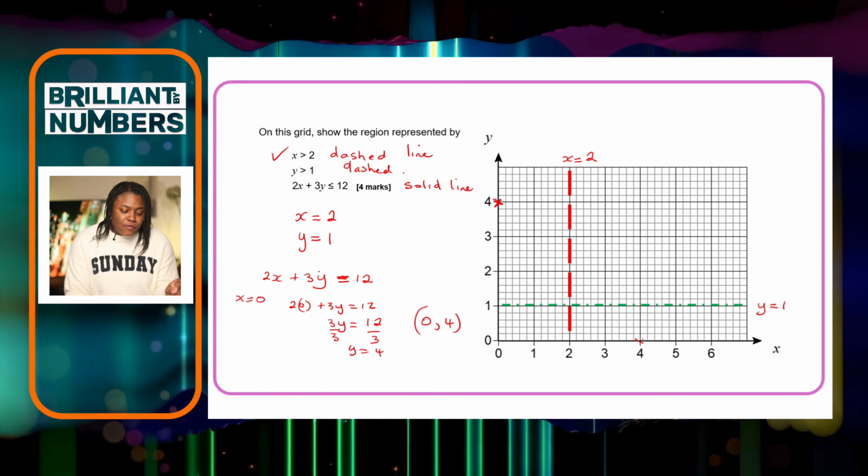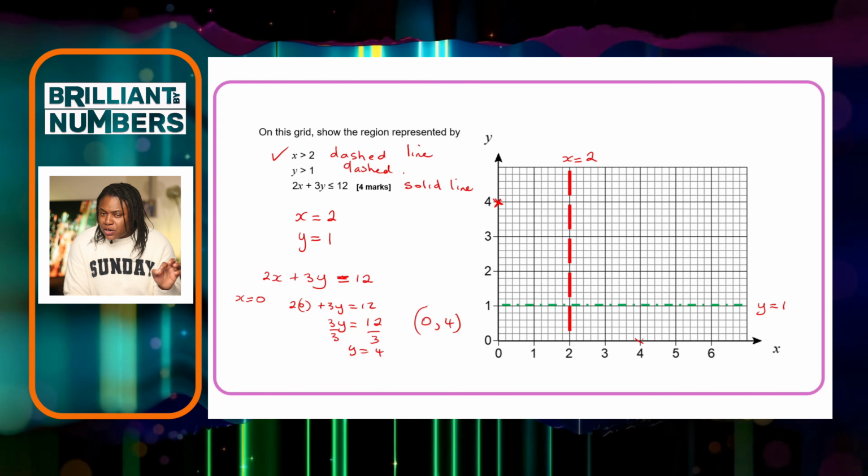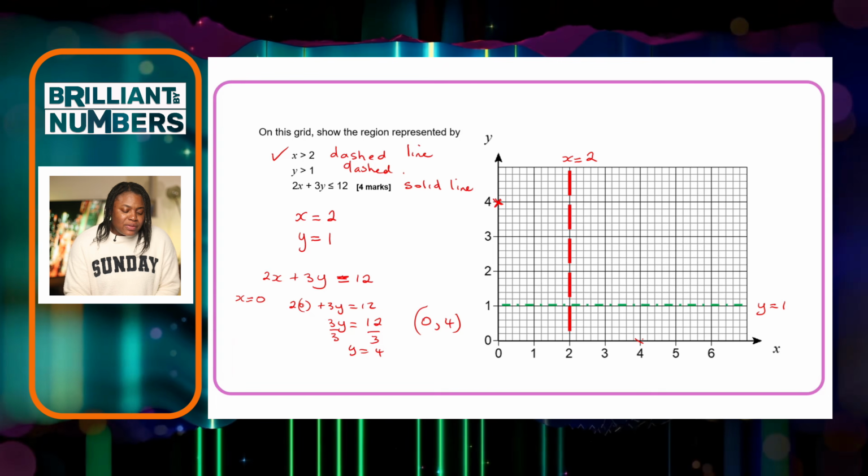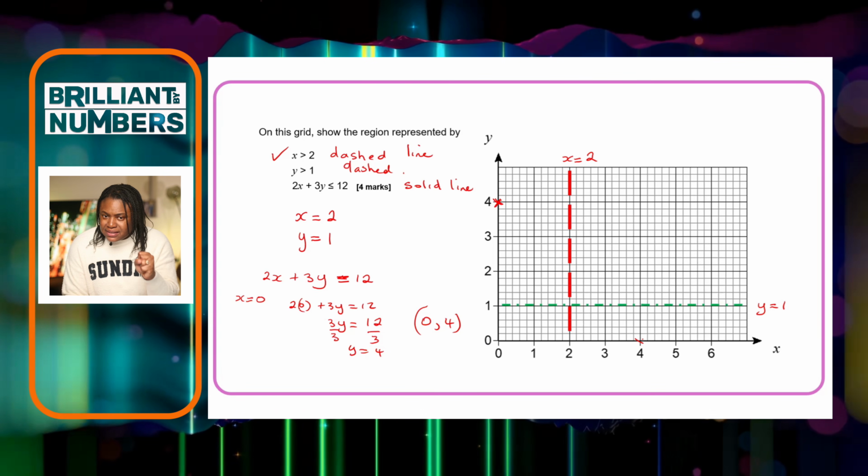So now we're going to cover the y to get another coordinate to plot. So covering y. Now you know that when you cover one, you actually make the value 0.